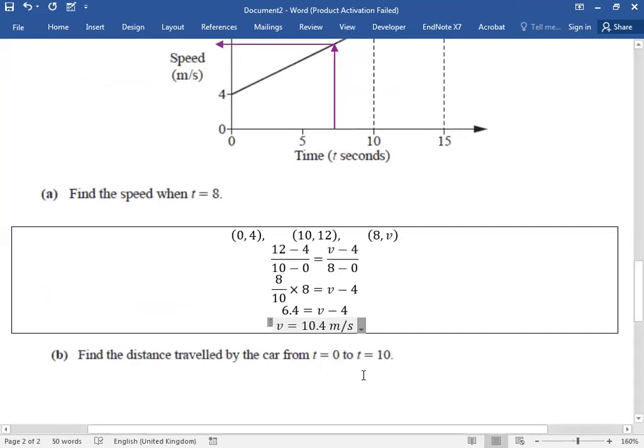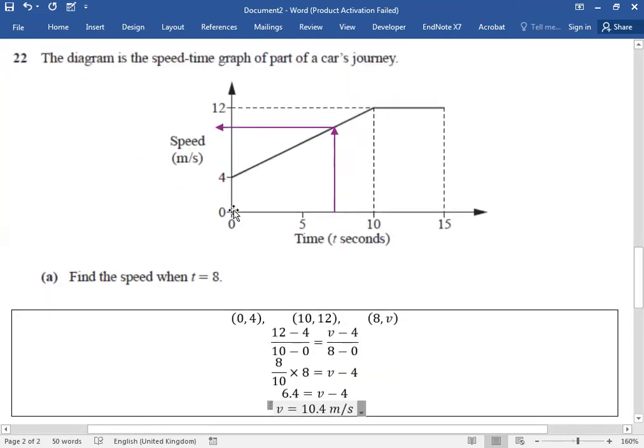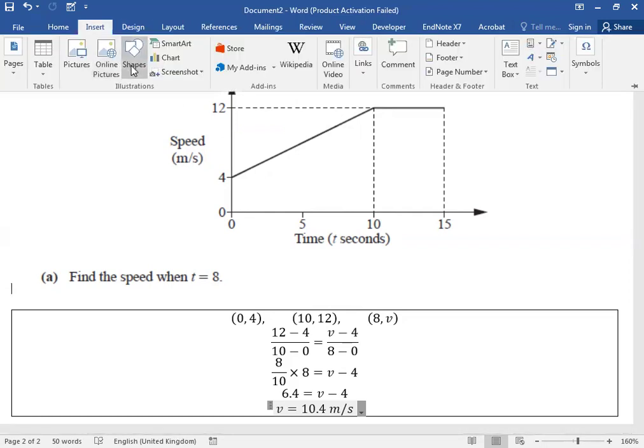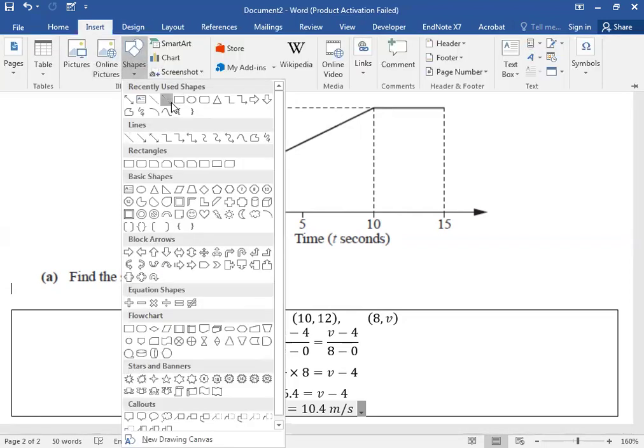Is this clear? The distance traveled by the car from 0 to 10. It's talking about 0 to 10. So, how will I find the distance from this one? Area under the graph. What shape is this? Trapezium. What are the two parallel sides? Look carefully, calmly. Very good. The vertical lines are the parallel sides.